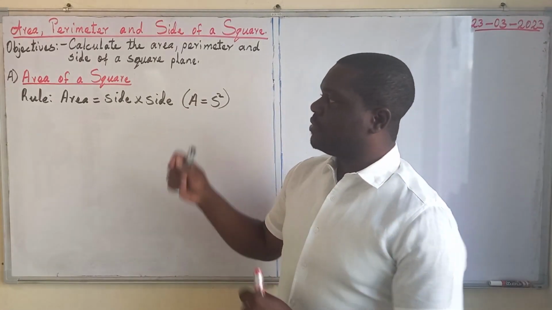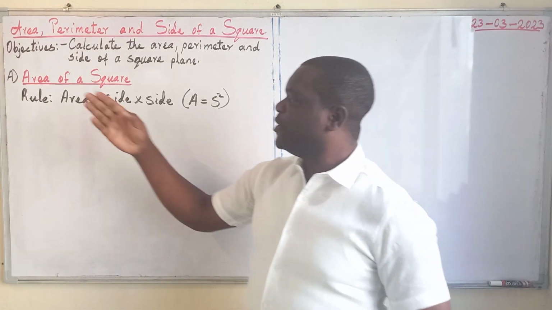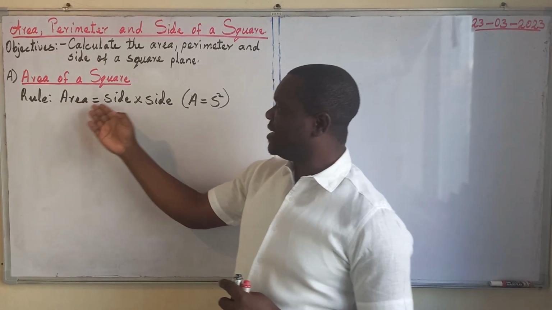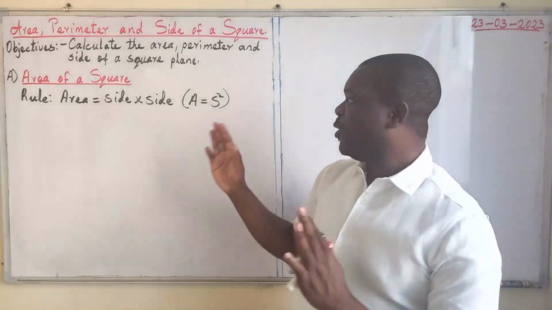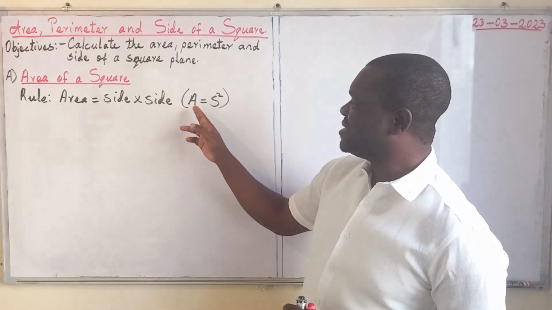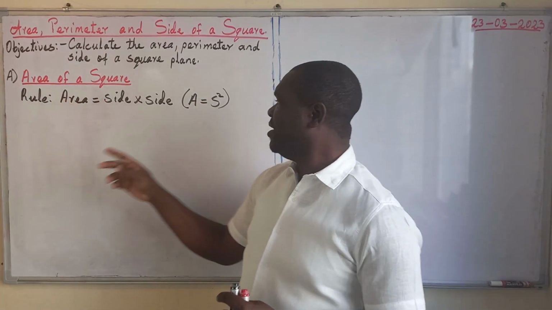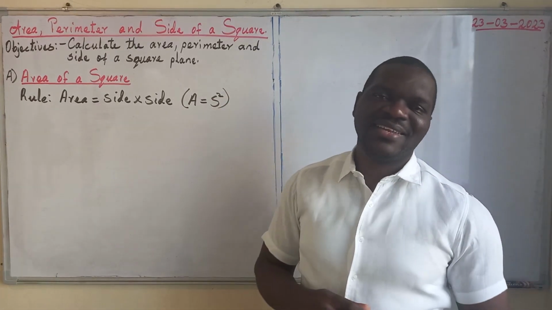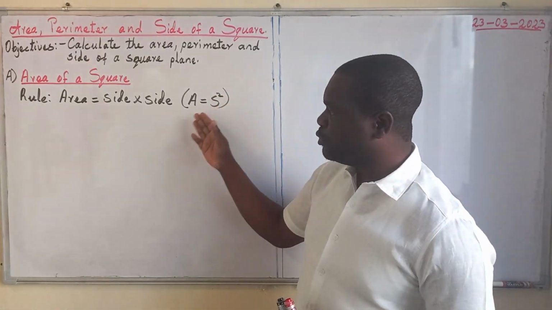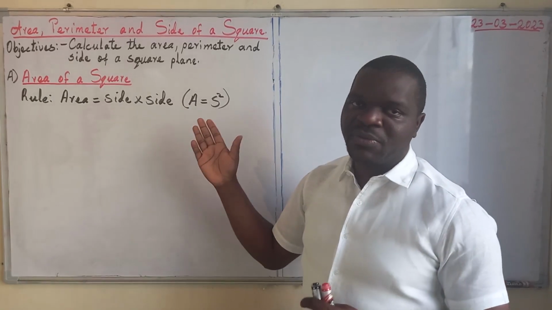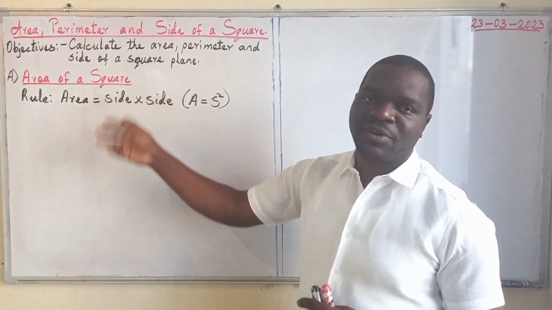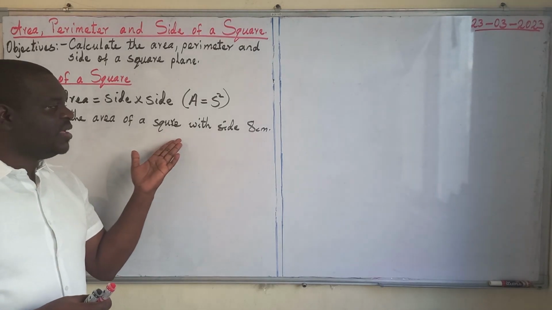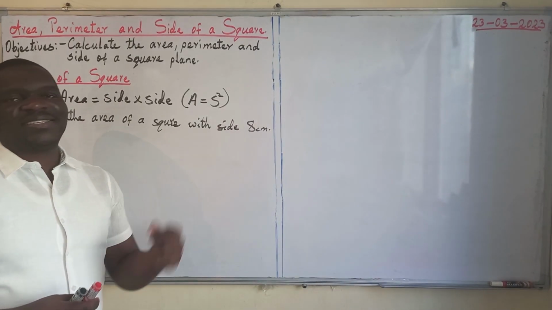To be able to calculate the area of a square, we need a rule that will guide us. And the rule states that the area is side times side. Or in simple terms, you can just say A, which represents area, is equal to S squared, whereby S is the side. So we're going to apply this rule when given a particular question to solve or to calculate for the area. Our first question is find the area of a square with side 8 centimeters.